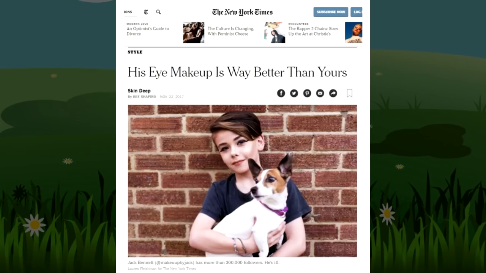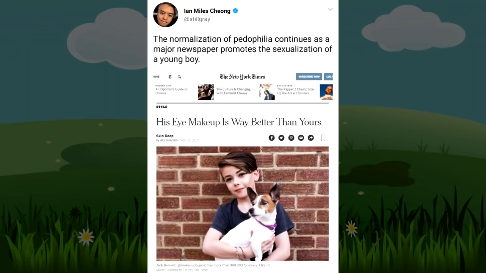So a journalist, Ian Miles Chung, tweeted a New York Times article essentially sexualizing a 10-year-old. The normalization of pedophilia continues as a major newspaper promotes the sexualization of a young boy.